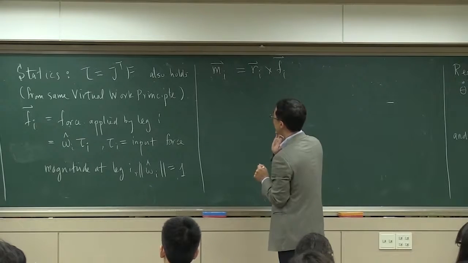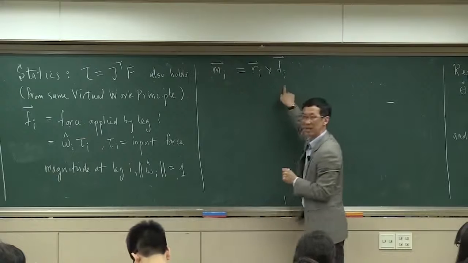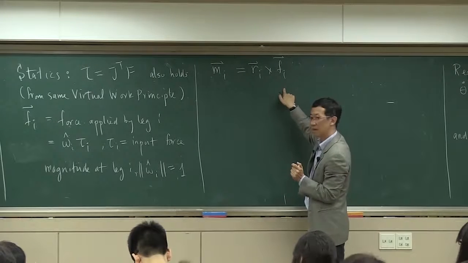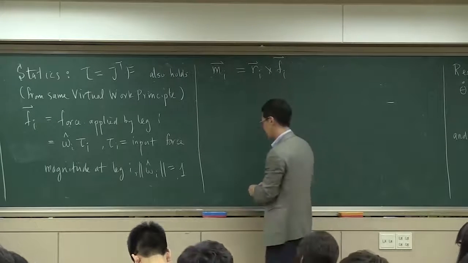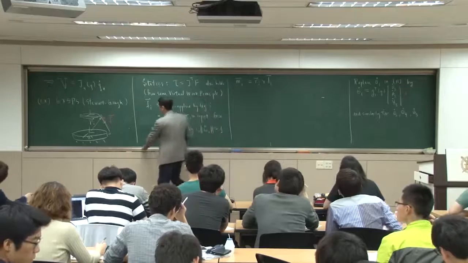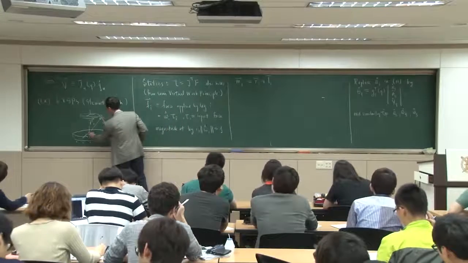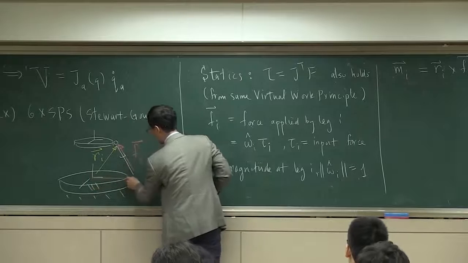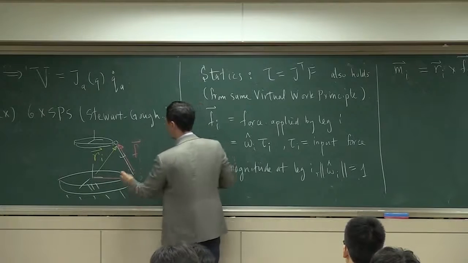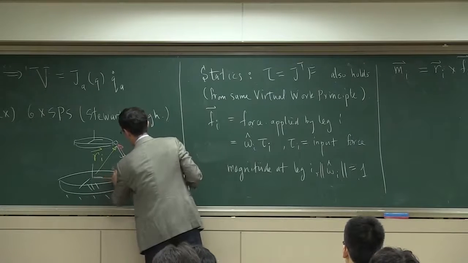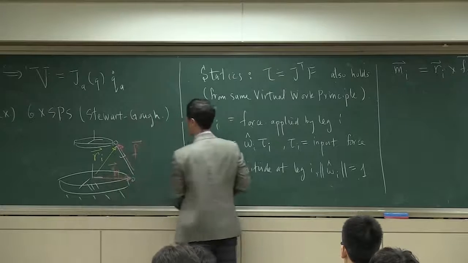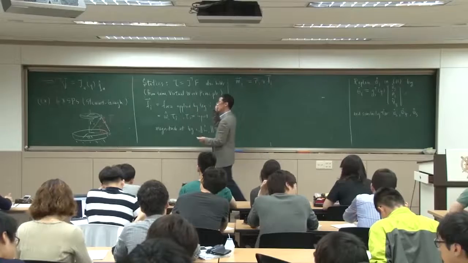Okay, now rather than write it this way, I'm going to write it in a slightly different way. Let me define another vector from the fixed frame origin to that joint. Let me call that q sub i. Okay, so that's my vector q sub i.